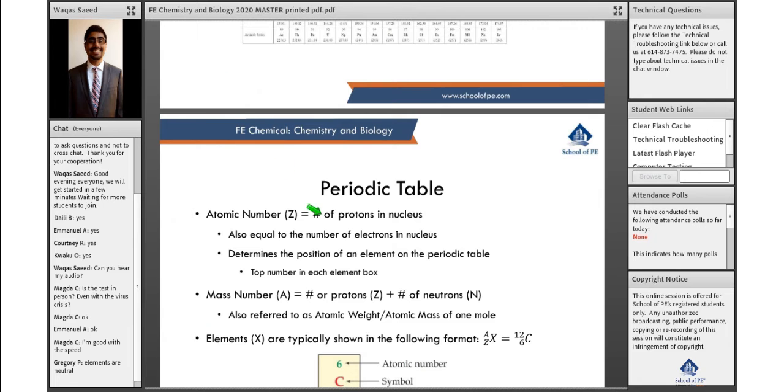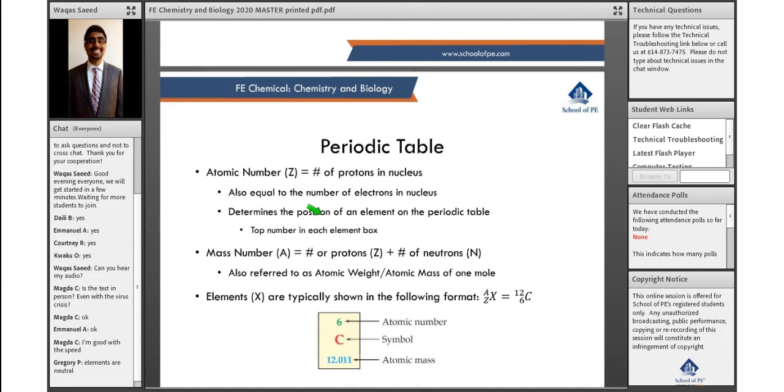So if you know the number of protons in the nucleus, in the case of carbon, you have 6 protons, you know that if it's not a charged carbon with a -1 or +1 charge, there are also 6 electrons. So the top number in that box tells you what the number of protons are and what the number of electrons are.